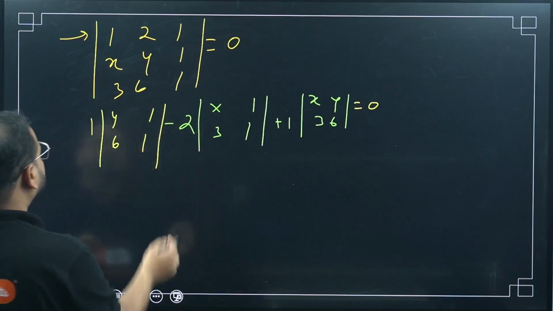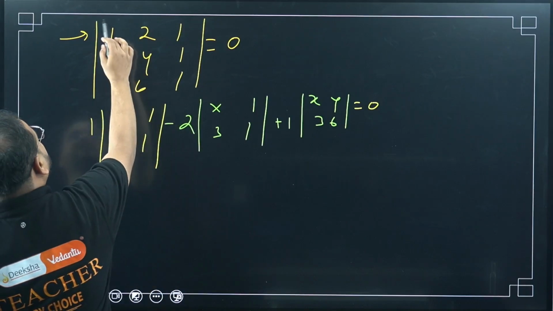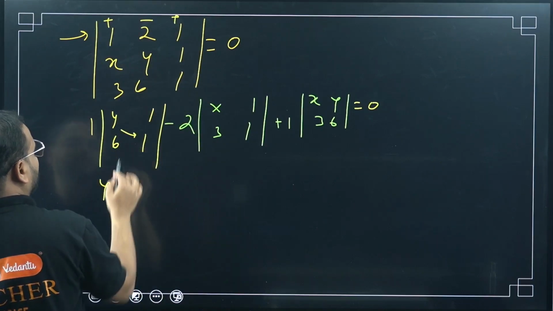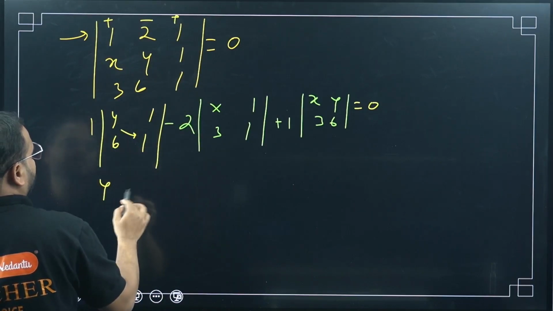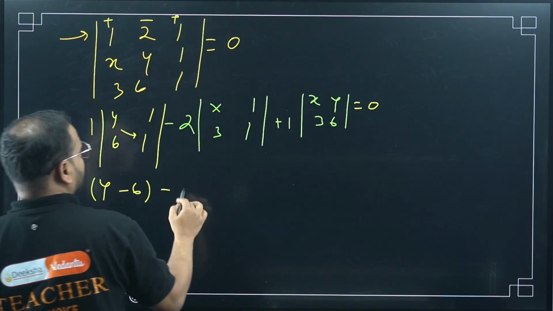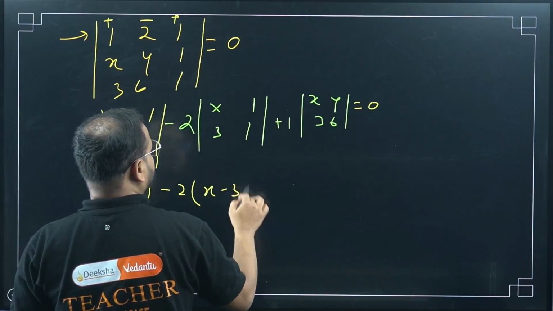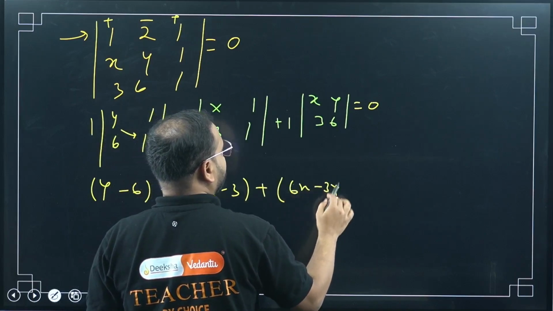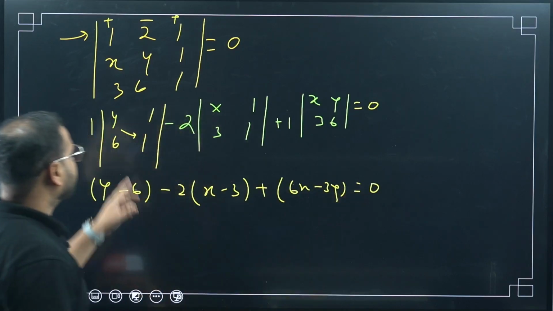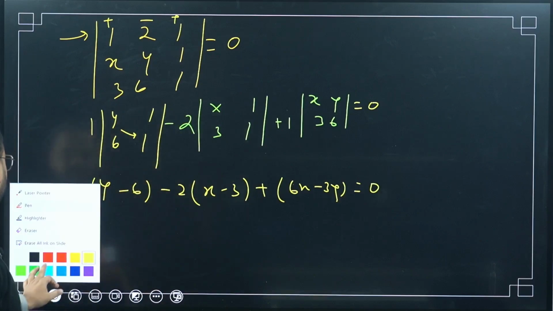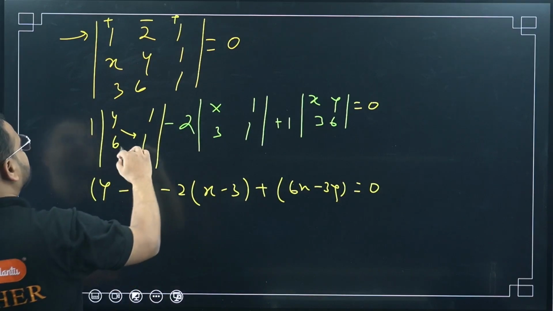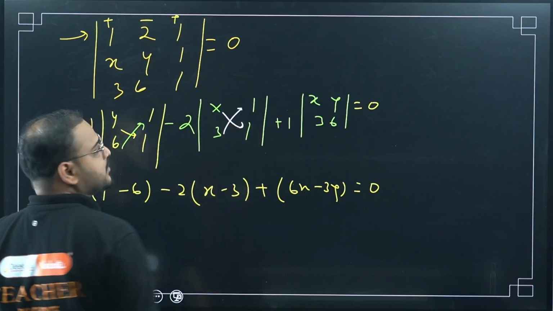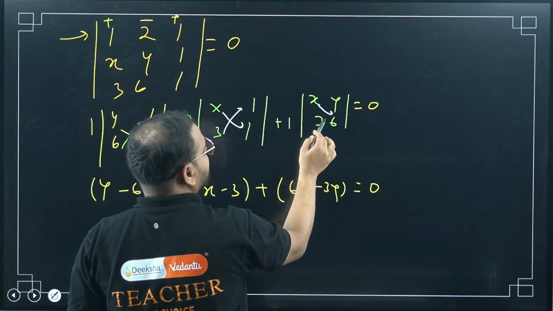Now please check here. This is plus, this is minus, this is plus. So y minus 6, y times of 1 is y, 1 into 6 is minus 6. Minus 2 times of x minus 3 plus 6x minus 3y equal to 0. Y into 1, what I'm doing everywhere? This into this. Other places, this into this minus this into this. X into 6 minus 3 into y.